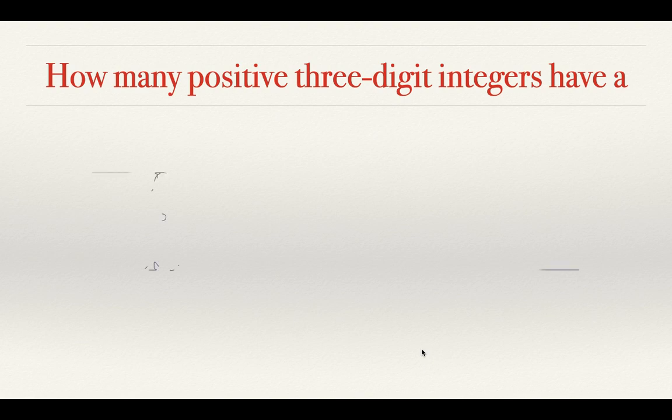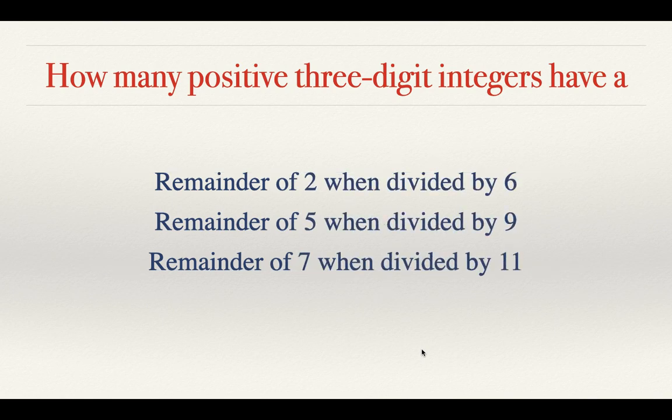How many positive 3-digit integers have a remainder of 2 when divided by 6, remainder of 5 when divided by 9, and remainder of 7 when divided by 11? So we have 3 remainders and 3 divisors in this case. So let's discuss a plan to solve this problem.